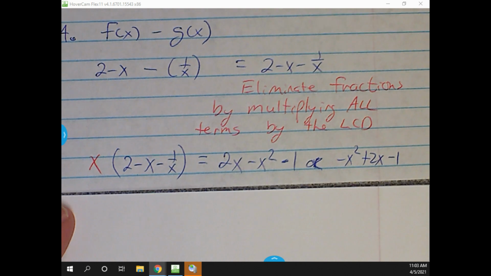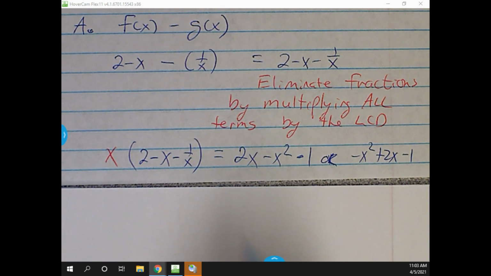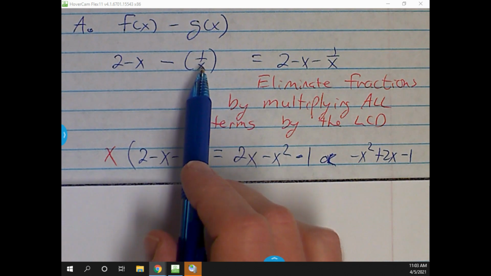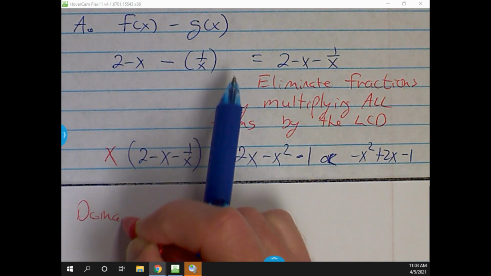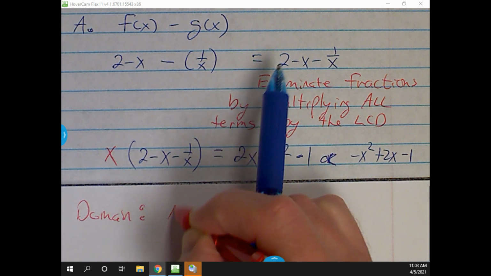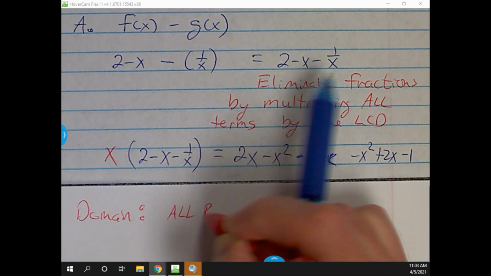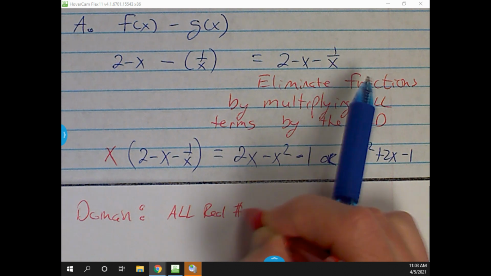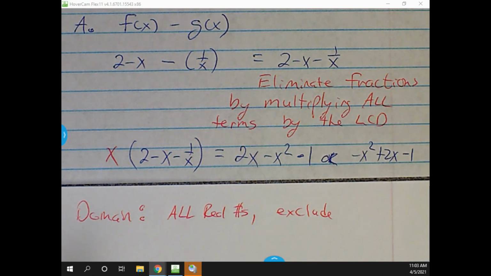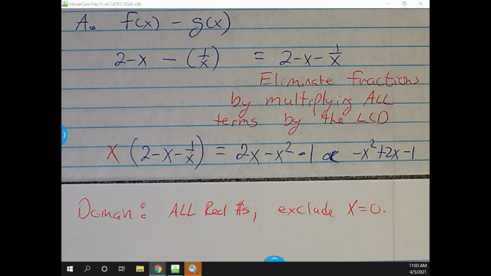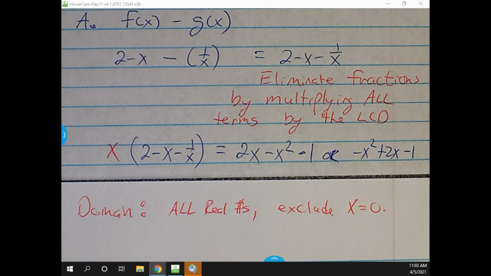Now, if you go back to the original problem back here, you had 2 minus x minus 1 over x when you talk about your domain. Still going to be all real numbers. You've got to exclude, again, once you write down the original problem, this is where you take your denominators and set it equal to 0. Well, in that case, that's just x equals 0. There's no solving on that one because it's just x equals 0.